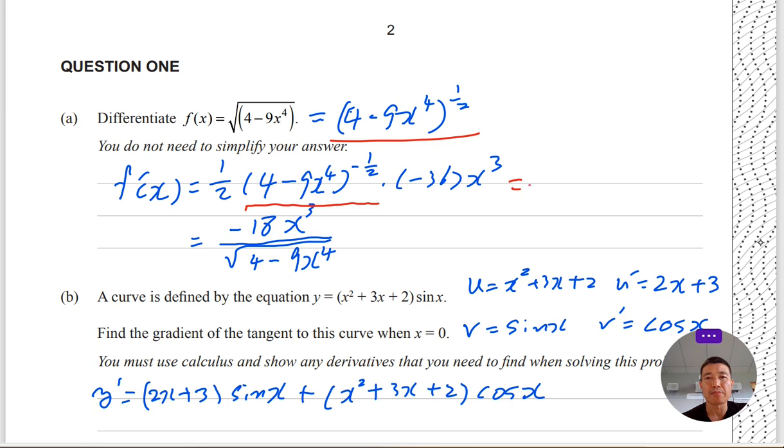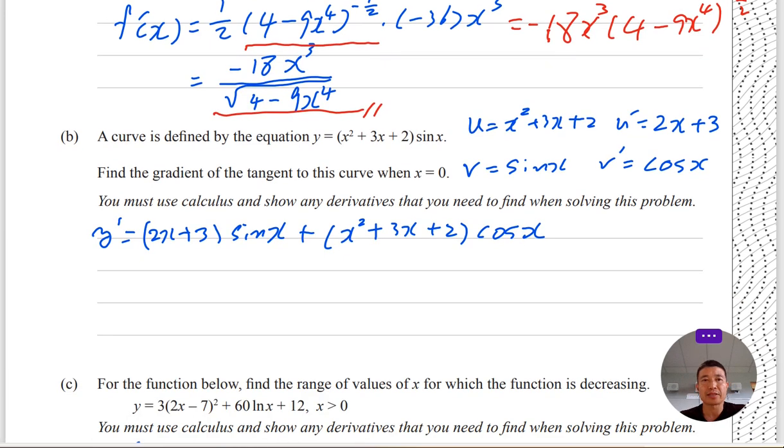Well, even if you said minus 18x cubed times 4 minus 9x to the power of 4, to the power of negative half, that's correct. That's fine. But I like writing it in the third way.